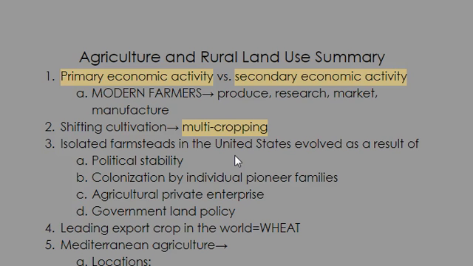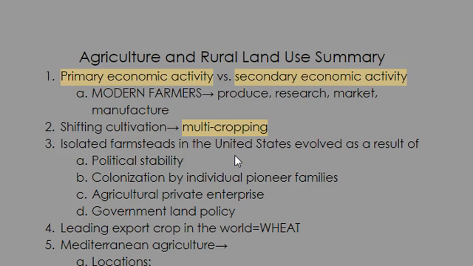Next is colonization by individual pioneer families. Even in the early 1800s, families were taking, if you've played the game Oregon Trail, they were taking the Oregon Trail out to the west. And they were kind of setting up their own little colonies, their own little towns, their own little farmsteads.